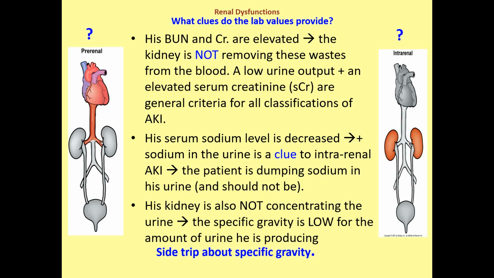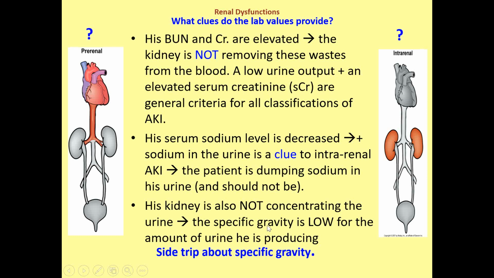Then, as I said, the serum sodium level is slightly decreased, but if you look back at the urine output, we also see that there is sodium in the urine, and that is a key clue that this is an intrarenal acute kidney injury, because when there's more sodium in the urine than normal, that is an indicator that the kidney is just kind of dumping sodium, and usually the kidney doesn't. The kidney holds on to most of the sodium because the body needs it for a lot of functioning. So the kidney is not concentrating urine. How do I know whether the kidney's concentrating urine? I look at the specific gravity, and it's low.